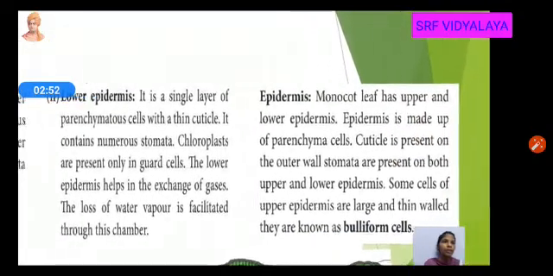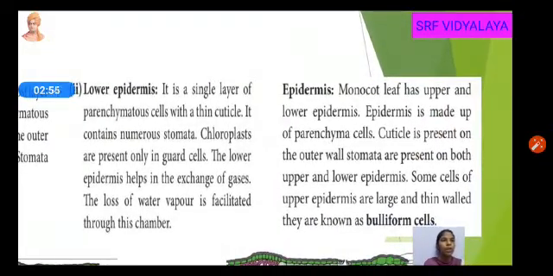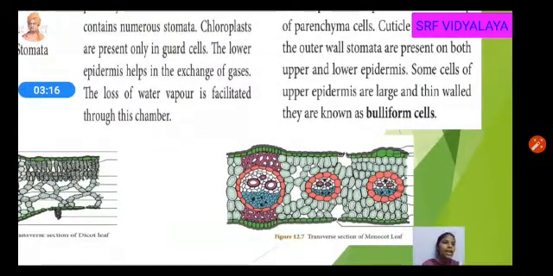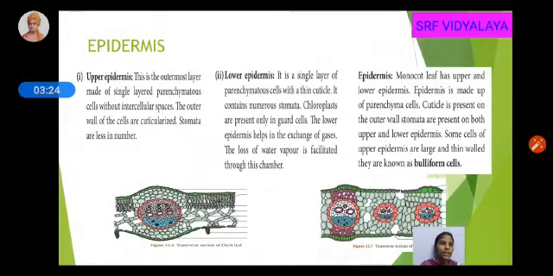Now the epidermis of the monocot leaf. The monocot leaf also has the upper epidermis and lower epidermis, and it is made up of parenchymatous cells. Cuticle is present on the outer wall. Stomata are present on both sides. Some cells in the upper epidermis are large, and they are called bulliform cells. So in monocot, some of the cells are bulky and large. See the diagram: upper epidermis and lower epidermis in both the monocot and dicot.